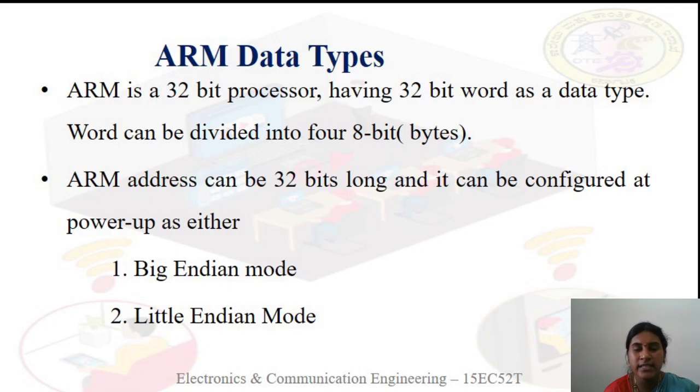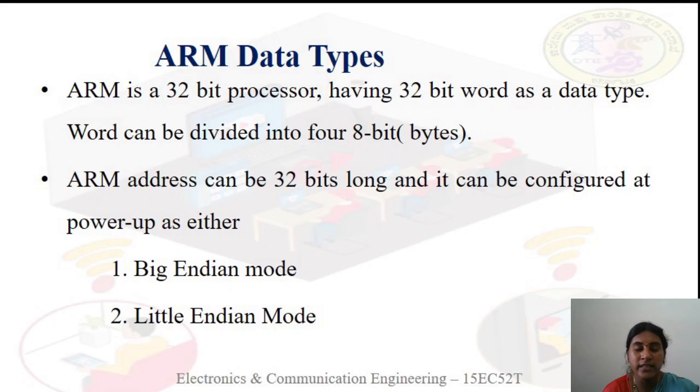So, what is the data type in our ARM? It's nothing but a word. Word means it's 32 bits. So, the ARM data type is nothing but a word, that is 32-bit. That word can be divided into 4 8-bits. Next, our ARM address can be 32-bit long and it can be configured at power up as either big endian or little endian mode.